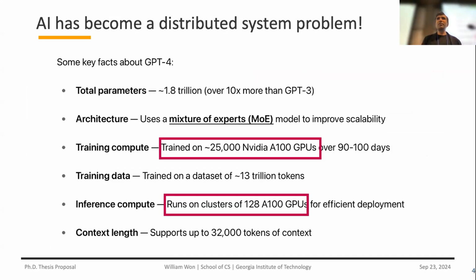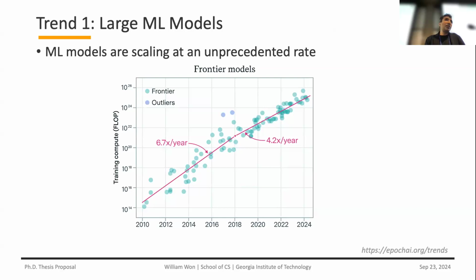So again, you are in this room because you know this: AI has become a distributed system problem. If you look at stats from GPT-4, it was trained on over 25,000 GPUs, and even inference for some of these models is run over tens to hundreds of these GPUs today. And the reason for this is several trends that have come together.